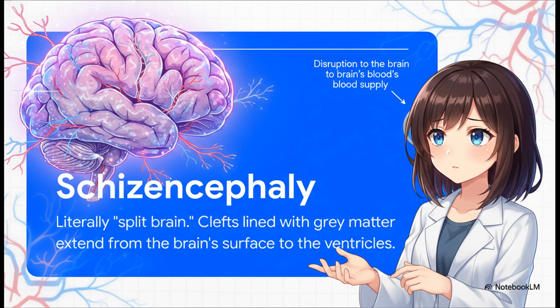Another organizational error is schizencephaly, or split brain. This is where actual clefts form, running the full thickness of one hemisphere. And these aren't just empty spaces, they're gaps lined with misplaced gray matter, the brain's processing centers. Having your processing tissue in the wrong place is a huge problem, and it's thought to be caused by some kind of disruption during development, maybe like an injury to the brain's blood supply in the womb.